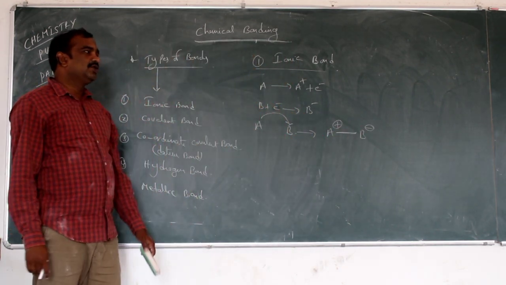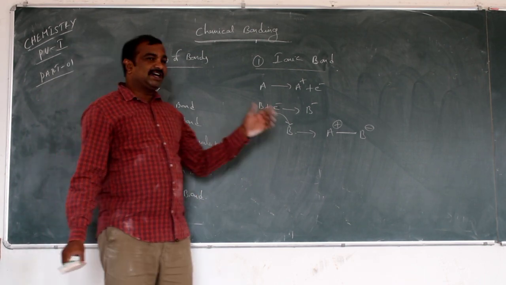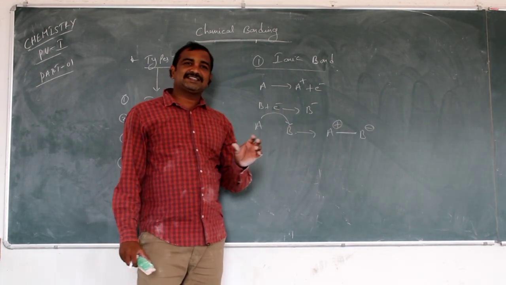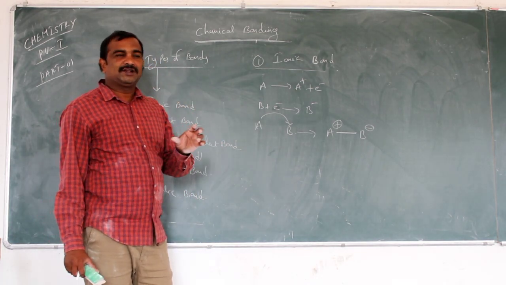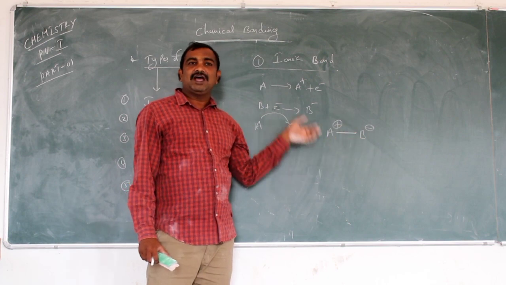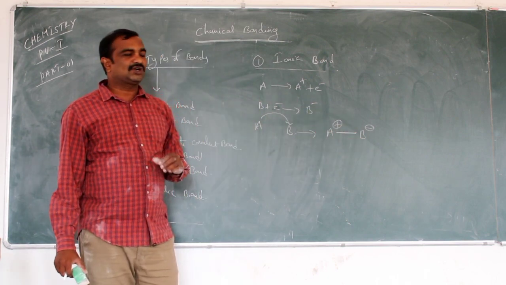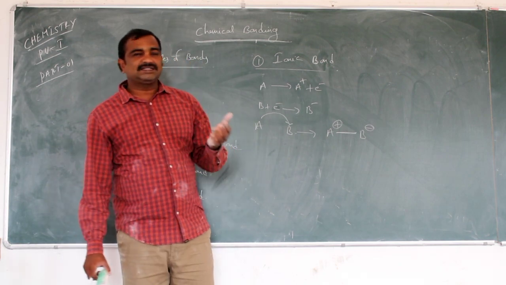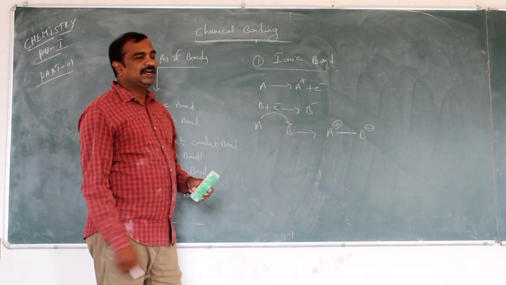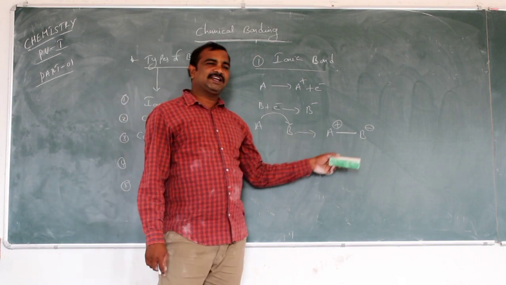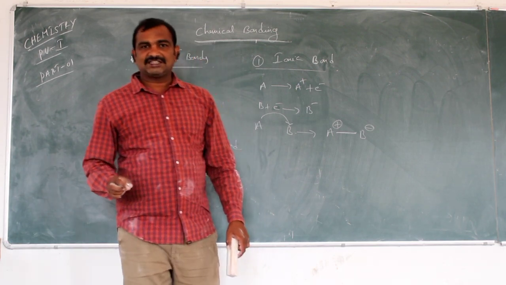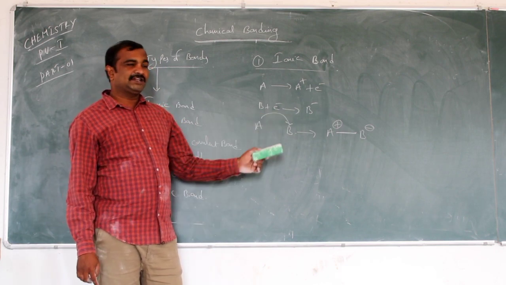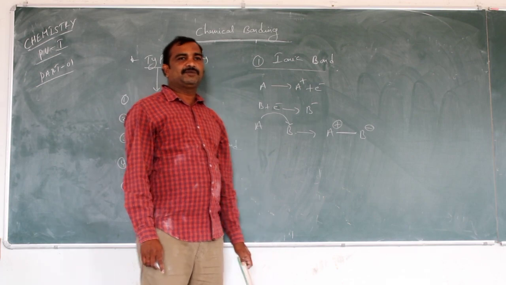So why is it called an ionic bond? Because of ions. Here, A plus is one ion, B minus is one ion. So the force of attraction holds together not atoms but ions. So it is called an ionic bond. Between which ions? A plus is the cation and B minus is the anion. The force of attraction that holds together the cation and the anion, and the bond formed, is called an ionic bond.